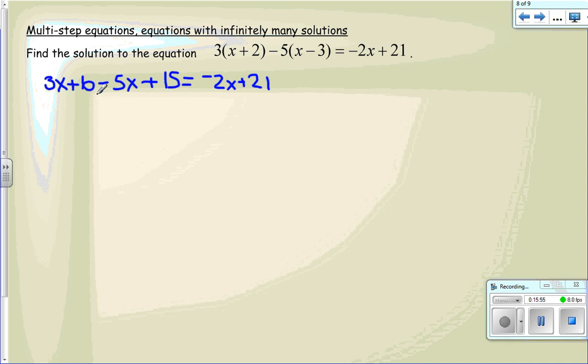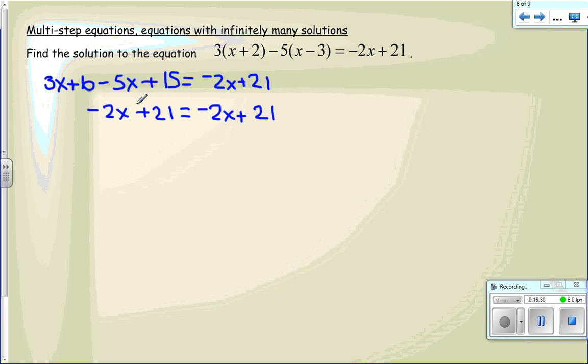So on this side I need to simplify by combining like terms. So 3x plus negative 5x gives me a negative 2x. 6 plus 15 is positive 21. And then on the other side I have the exact same thing. So in other words, I can look at this and see my variable terms are identical, and so are my constants. So I could plug in any number for x. I could plug in 0 for x, and I'd get 21 equals 21. I could plug in 1 for x, and I would get 19 equals 19.